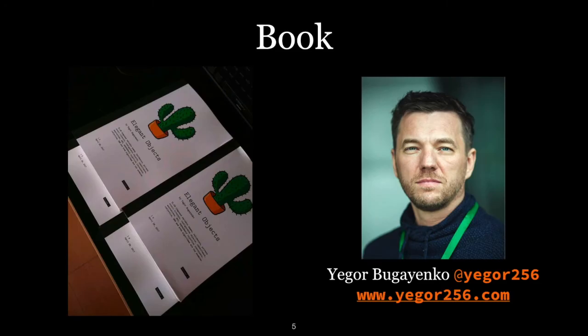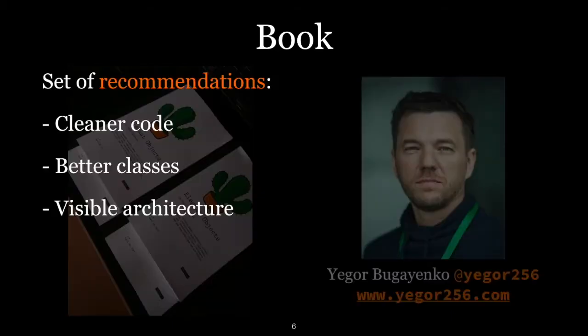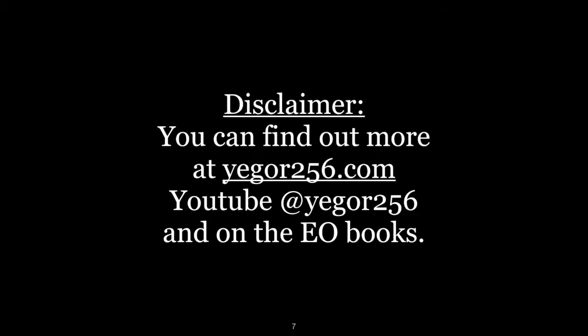It's deeply explained in a book written by this guy, Yegor Bugayenko. That's his Twitter handle. He also has a blog. I have a copy of the book here. If you want, you can pass it around during the presentation. Check it out. It's divided into 2 volumes, and basically in the book, Yegor gives a set of recommendations on how you can have your object-oriented code much cleaner, with better classes, and the architecture overall much more visible.